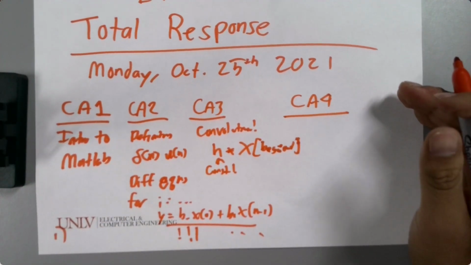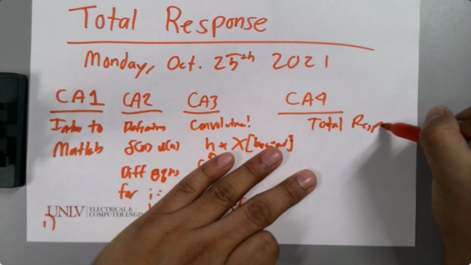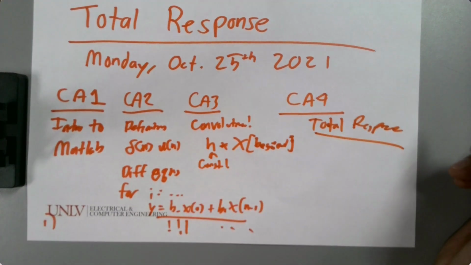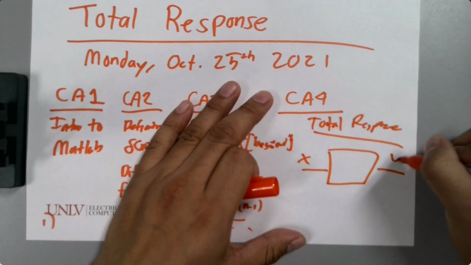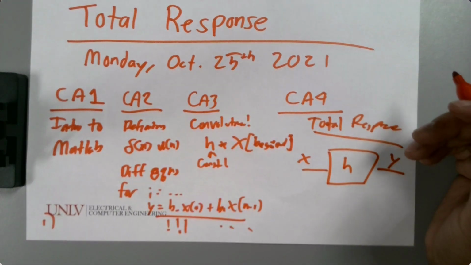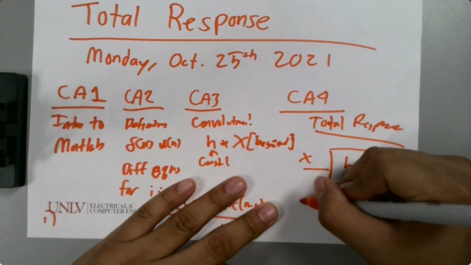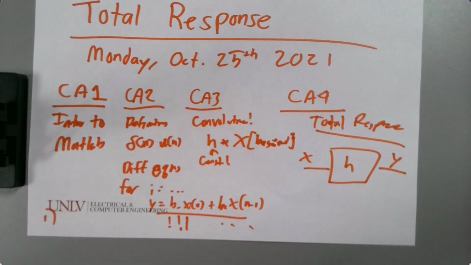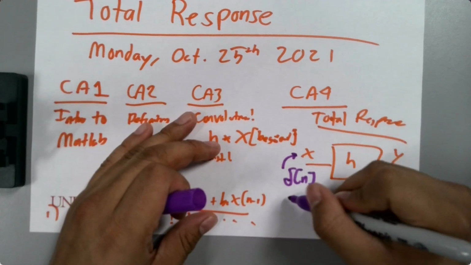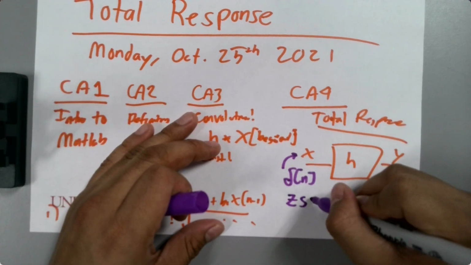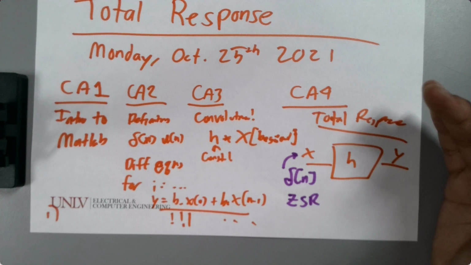Now, computer assignment 4. This is the big point of this class. This is the total response. The total response is basically: if we have some system, with an input, an output, and some stuff in the middle, what is the system's response due to just having some kick? Some kick, the delta function, also known as the zero state response. So when we have no memory in the system, what does our system do when we just kick this box?